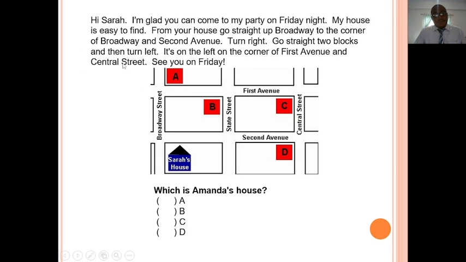So this is our exercise for today. Read the direction and tell me which is Amanda's house. So Amanda's house is C. This is Amanda's house.